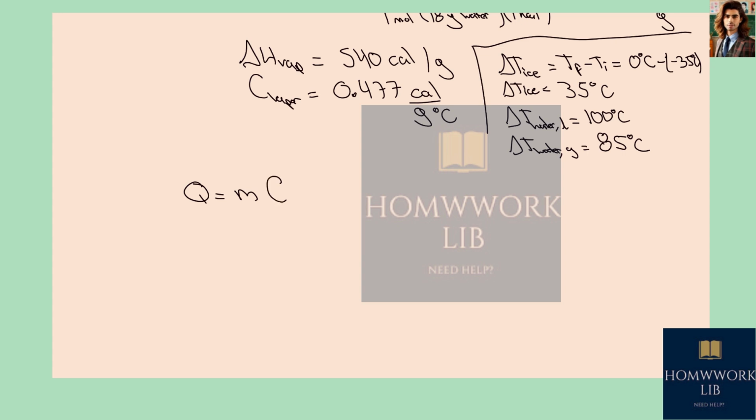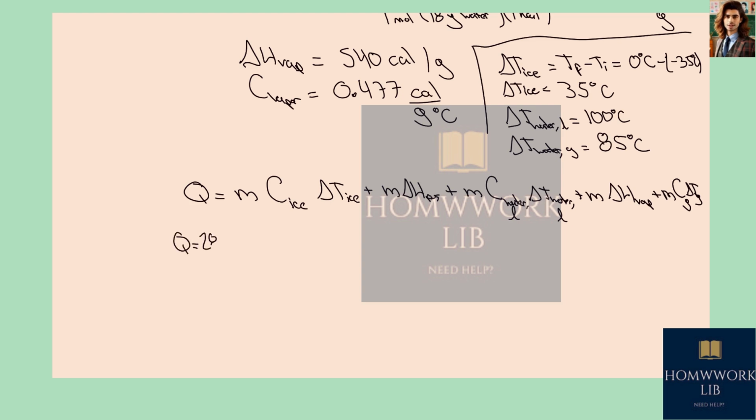mass times heat capacity of ice times delta T for ice, plus mass times delta H of fusion, plus mass times heat capacity of water liquid times delta T for water as a liquid, plus mass times delta H of vaporization, plus m times heat capacity of water as a gas times delta T for the gas. Okay, so we can replace all of the values here.